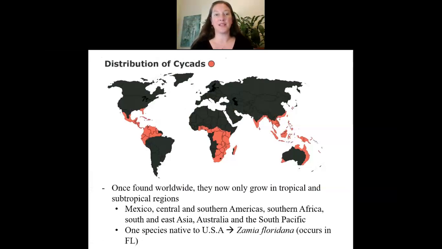The lab says that they are found worldwide. Well, they were once found worldwide, but now they're only growing in the tropical and subtropical regions, particularly Mexico, Central and Southern America, Southern Africa, parts of Asia, Australia, and the South Pacific.